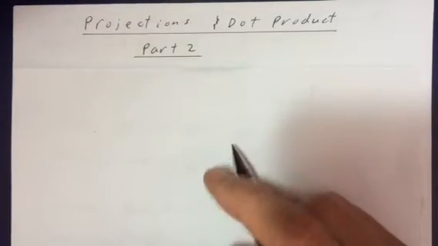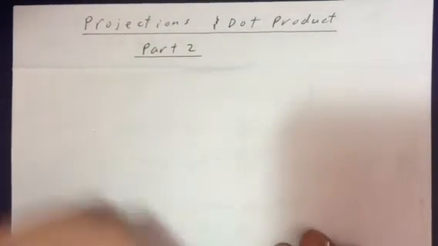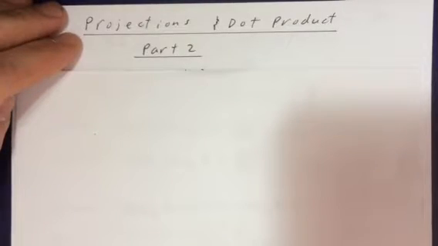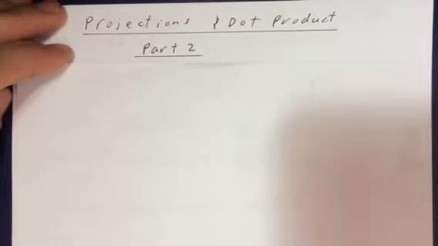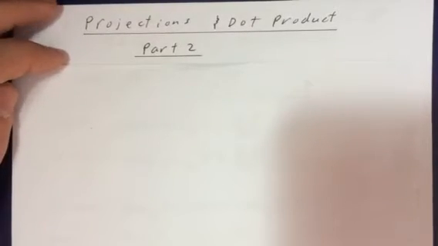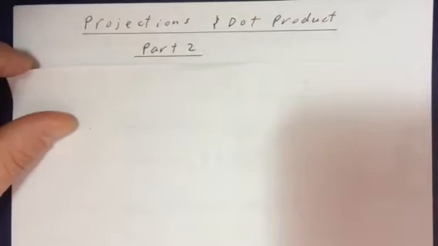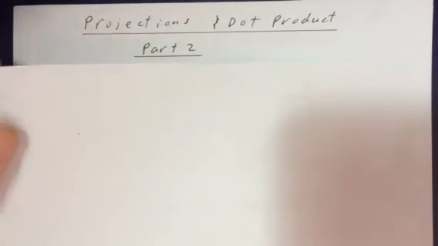Okay, so projections and dot product part 2. We're going to look at some algebraic vectors for this part and get things sorted out so that we can do dot product and projections with algebraic vectors.